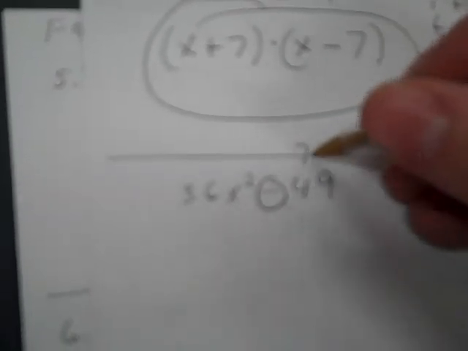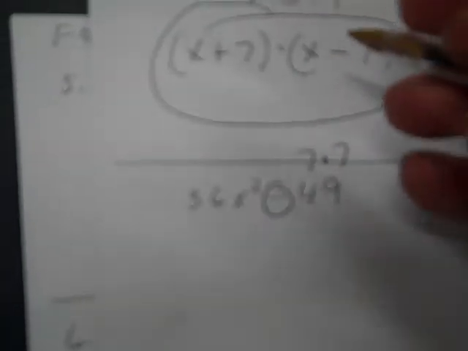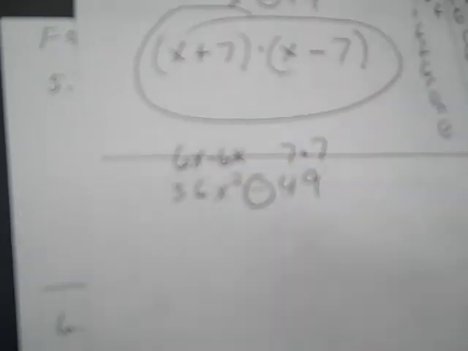Again, there's a minus. 49's on the board. That's 7 times 7. 36 is on the board. That's 6 times 6 and x times x. So 6x times 6x. It's a DOPS, difference of perfect squares. So 6x, 6x, and then 7 and 7. Okay, again, that's why I write that, so I know exactly what I'm going to put.